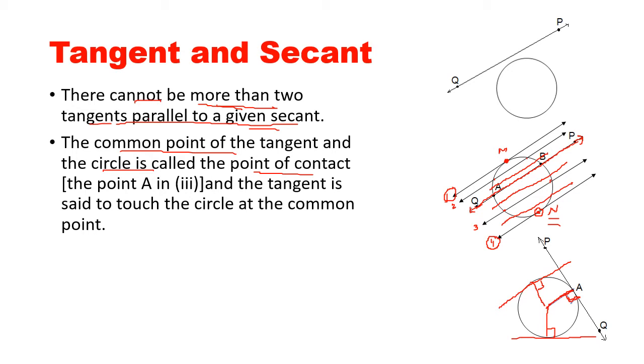Okay, so have you understood? Non-intersecting line in the first picture. In the second case, I have got a secant PQ. And I can draw infinite lines parallel to PQ, but only 2 of them are tangents. There cannot be more than 2 tangents parallel to a given secant.